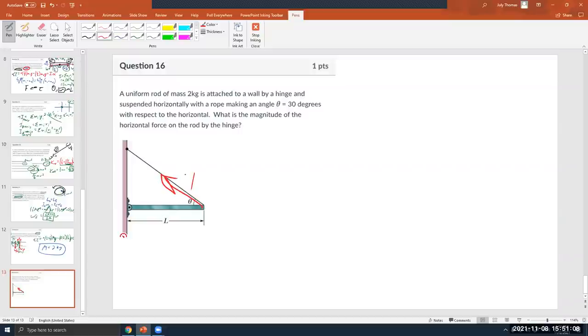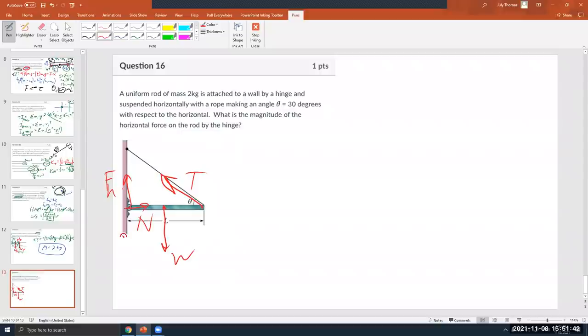If you have this rope, you have some tension at some angle theta. The rod has to have some mass for the physics to work, which will give you a weight. Finally, at the hinge, you have a couple of weird things going on: you have a normal force from the wall that pushes out on the hinge, and then the hinge itself, by virtue of its screws and stuff, gives you some vertical lifting force, which we'll call the force of the hinge.